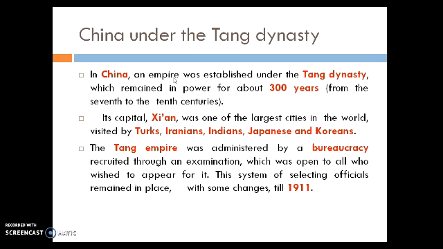The Tang dynasty established an empire in China from the 7th to the 10th century, where its capital was Xi'an. It was the largest city in the world, and the city was visited by Turks, Iranians, Indians, Japanese, and Koreans. Also, this Tang empire was administered by a bureaucracy that was recruited through an examination which was open to all. Those who wished to appear for the exam could easily appear.